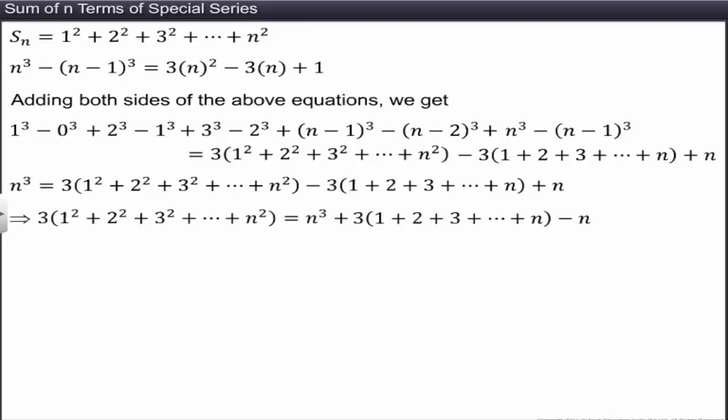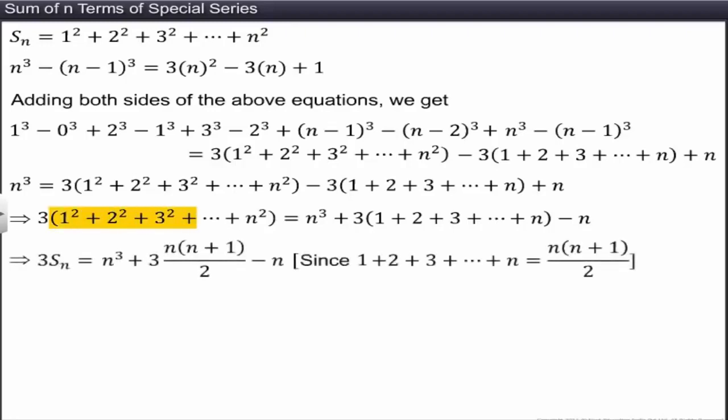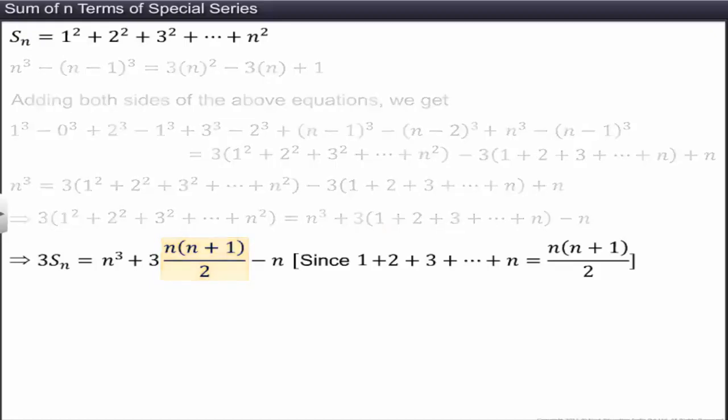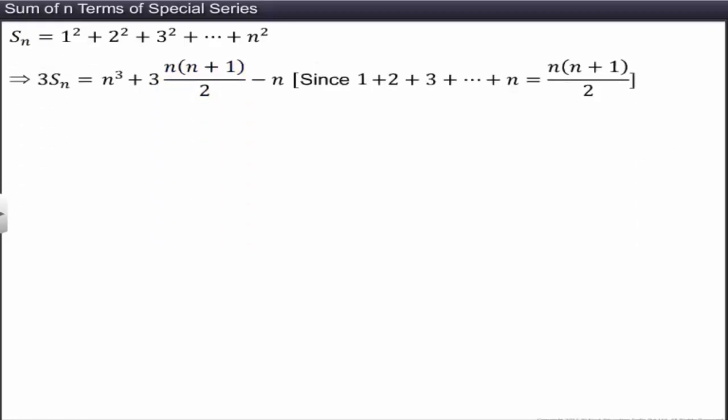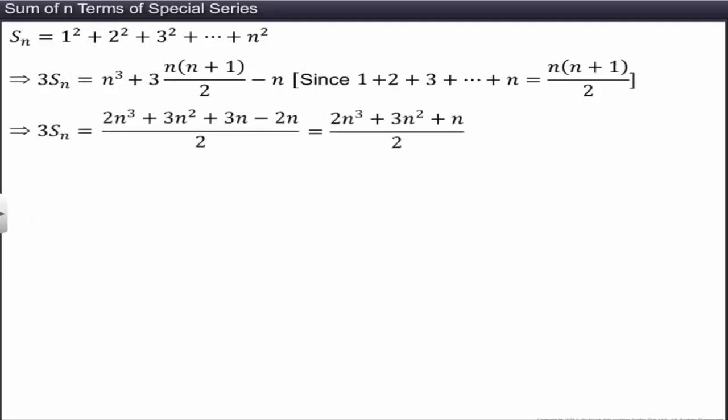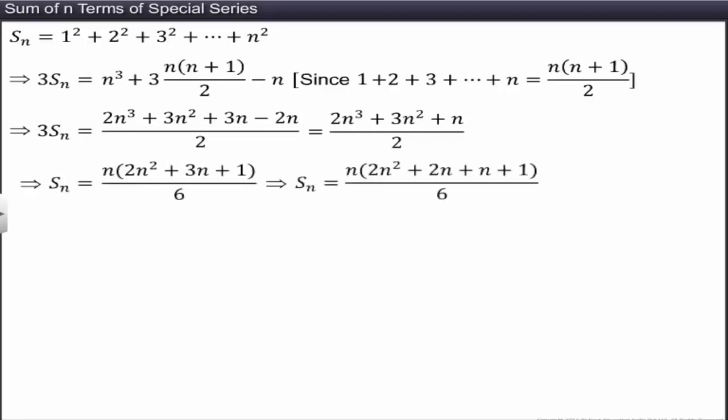Now, the sum of the squares of the first n natural numbers is Sn. Similarly, the sum of the first n natural numbers is equal to n into n plus 1 whole divided by 2. On simplifying, we get 3 into Sn is equal to 2n cube plus 3n square plus n whole divided by 2. Taking n common in the numerator and simplifying, we get Sn is equal to n into n plus 1 into 2n plus 1 whole divided by 6.